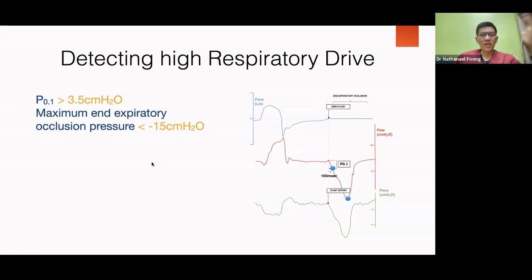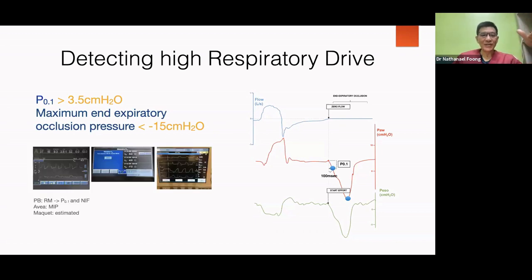The cutoff number that we use here is a P0.1 of 3.5. More than 3.5, if the ventilator gives you a positive number. If the ventilator gives you a negative number, it's actually less than minus 3.5. That means 3.5, 4.5, 6, these are bad numbers. These are numbers associated with high respiratory drive, right? Maximum inspiratory occlusion pressure is minus 15 or lower. That means minus 15, minus 18, minus 20. These are bad numbers, right? And we don't want that.